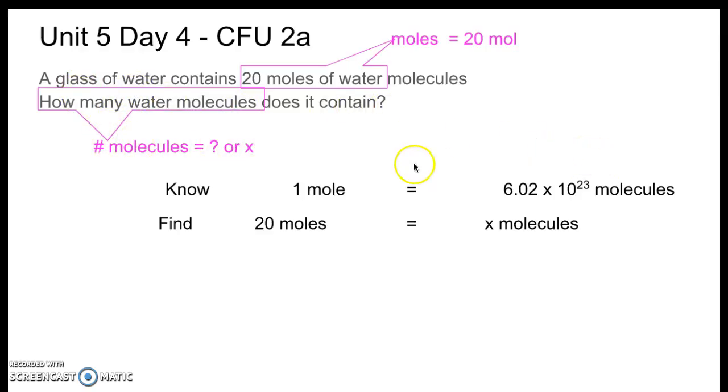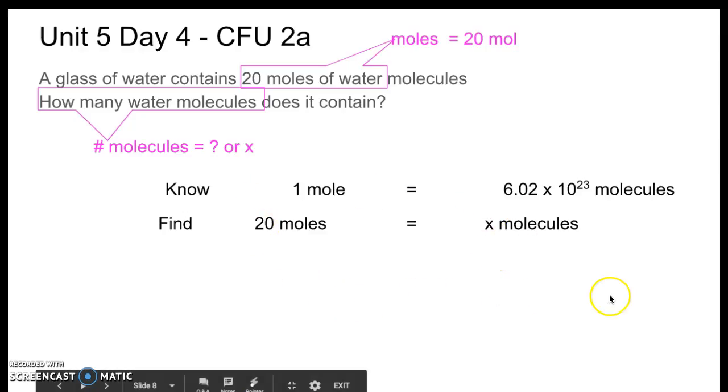Okay, so let's take a look at the information that we know and are trying to find. Since we're relating moles to the number of molecules, our know equation is that 1 mole is equal to 6.02 times 10 to the 23 things. In this case, a thing will be molecules. And what we're trying to find is how many molecules are in 20 moles. So those are the two equations.